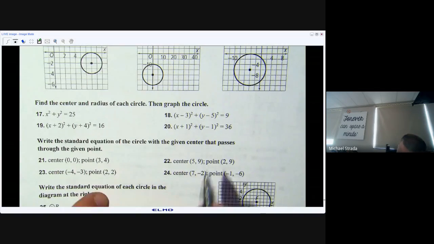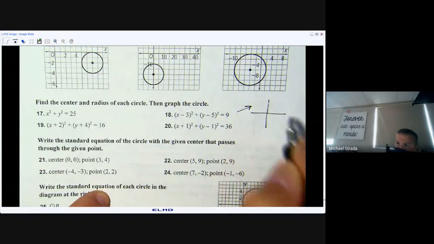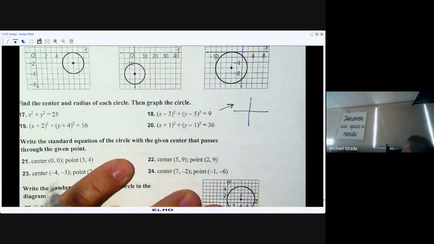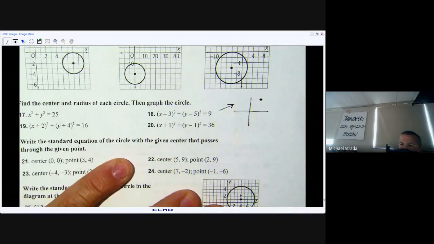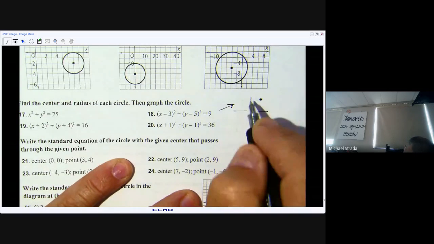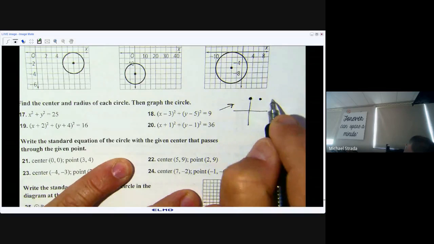So like if I look at 18, for example, all right, your center is going to be at 3, 5, right? And your radius is 3. Just do something like that, knowing that you understand it's 3.